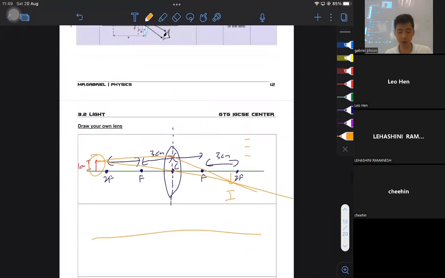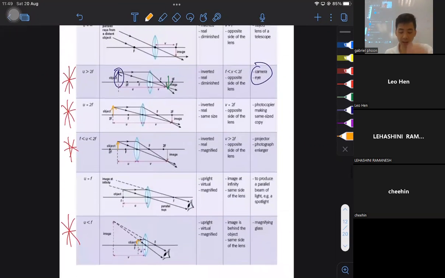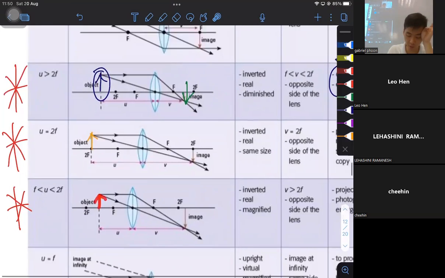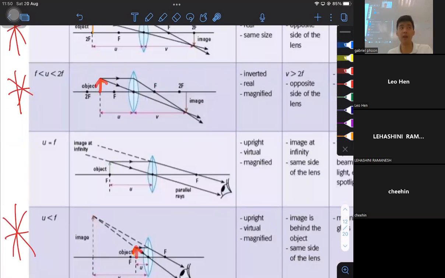Anyone don't know what I'm talking about? I repeat this again. For the second, third, and fourth box, you're supposed to place the object with the exact same parameters, 3 cm and 1 cm. Just that the object will be on your 2F because you draw on this already, right? Your second box will be on the 2F, your third one will be exactly in between, and your fourth box will be in between the F and the optical center. Do you know what I'm talking about?